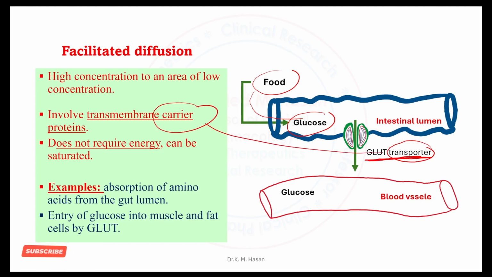This is number one. We don't need energy or ATP, and the mechanism involves moving the medication from high to lower concentration. So for facilitated diffusion, again, it goes from high to lower, needs a carrier, and does not require energy. Example: amino acid and glucose transport.